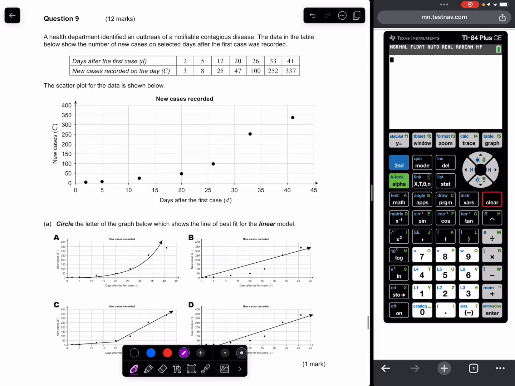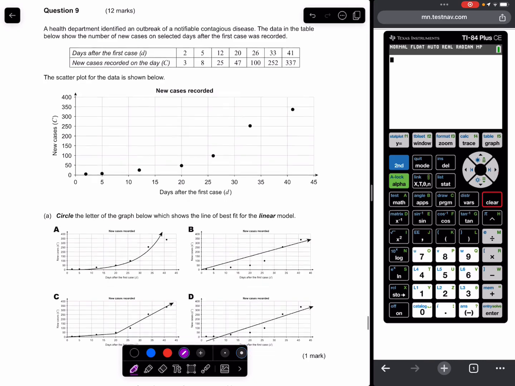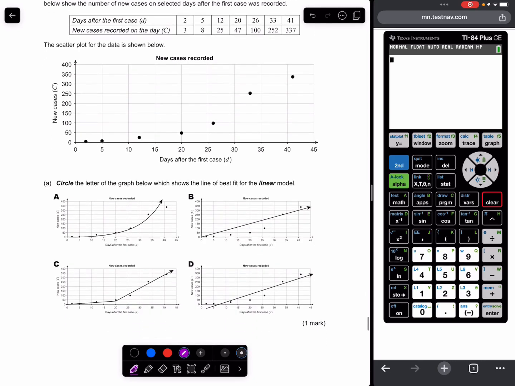Question 9, last question. Health Department identified an outbreak of a notifiable contagious disease. Data in the table below shows the number of new cases on selected days. The scatter plot for the data is shown below. Circle the letter of the graph which shows the line of best fit for the linear model. A is not linear. C is not linear. B is a terrible line of best fit. So it must be D.